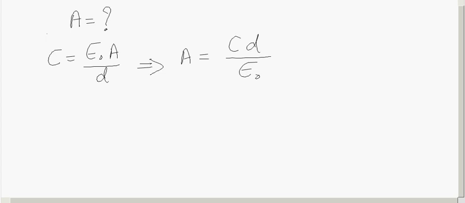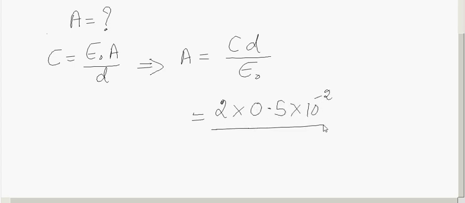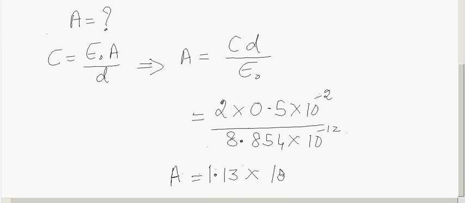C is 2 farad. d is 0.5 centimeter. Convert it into meter. Divided by 8.854 into 10 to the power minus 12. Calculate, so here 10 to the power minus 2 minus 12, that will become 10 to the power 10. Area A is equal to 1.13 into 10 to the power 9 meter square.